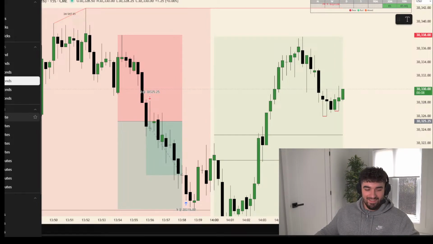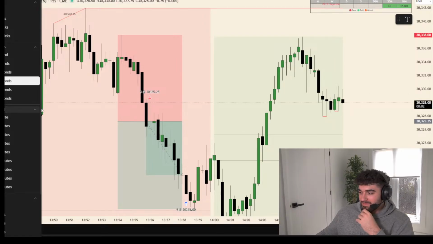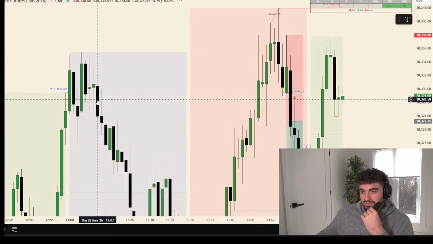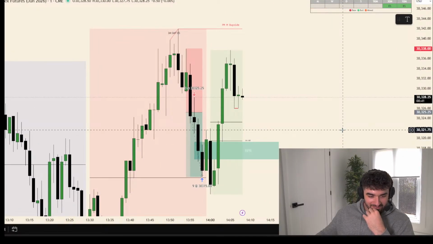And I need to close below that. So that's a close below it. However, since I'm an aggressive trader, I could also have used this one. If we got a close below, I might have used that one.